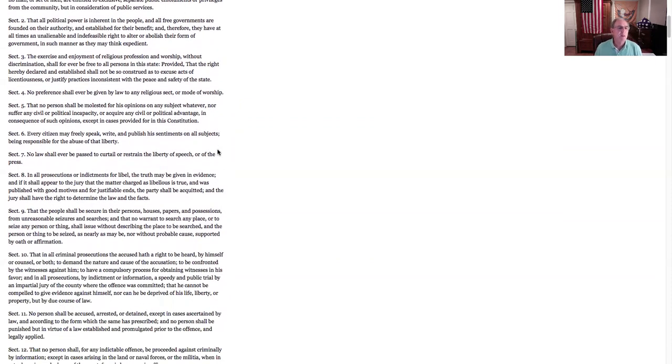Section 3. The exercise and enjoyment of religious profession and worship without discrimination shall forever be to all free persons in this state, provided that the right hereby declared and established shall not be so construed as to excuse acts of licentiousness or justify practices inconsistent with the peace and safety of the state. No preference shall be given by law to any religious sect or mode of worship.